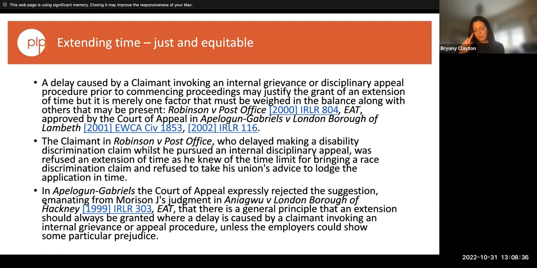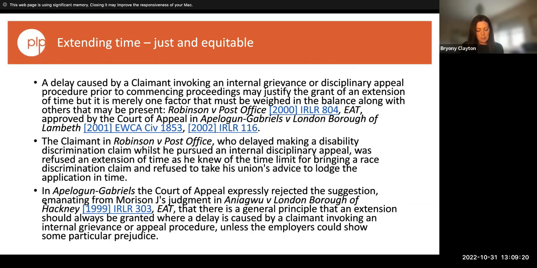So just looking at internal processes, so grievance or disciplinary appeal processes, for example, this may justify the grant of an extension of time, but it's one factor that must be weighed in the balance along with others that might be present. So in the Robinson and Post Office case, the claimant was pursuing an internal disciplinary appeal, but because he knew of the time limit for bringing a race discrimination claim, and because he refused to take his union's advice to lodge the application in time, it wasn't just and equitable to extend time there.